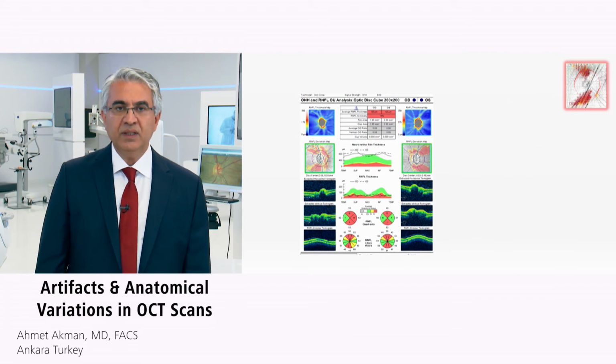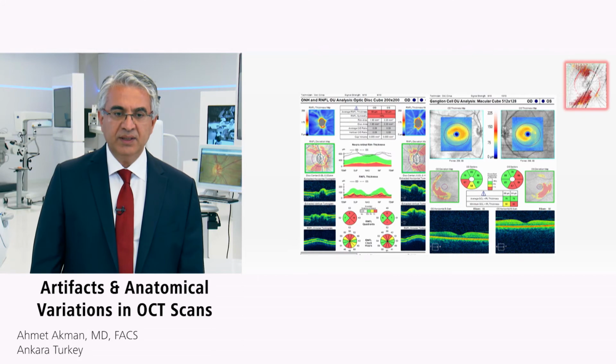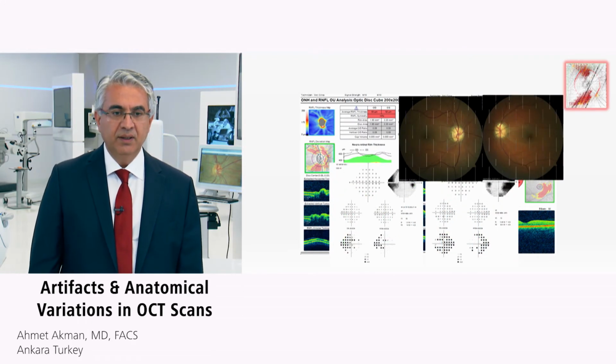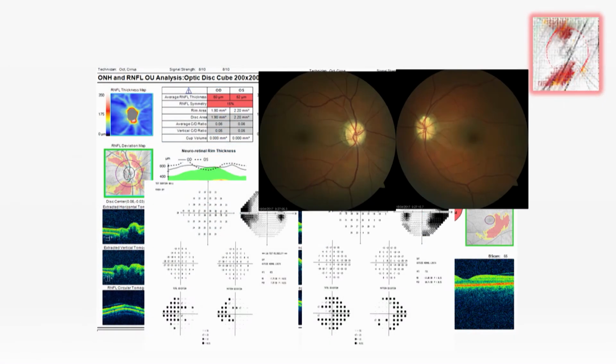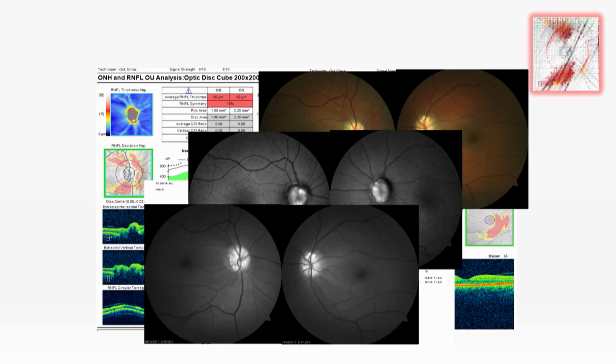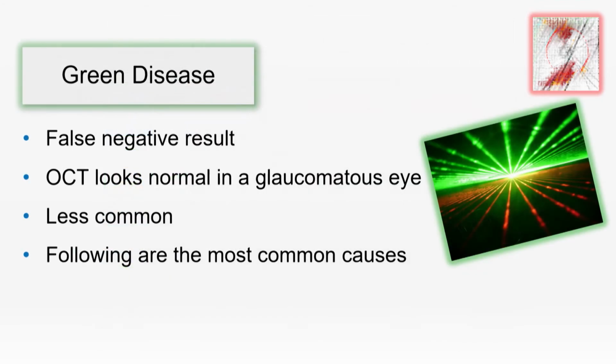Another patient with a lot of RNFL defects, you see macular defects here, you see visual field defects here. When you look to the optic nerve heads, as you have to look to the optic nerve all the time, you see these white spots which are optic nerve head drusen. So optic nerve head drusen can cause a lot of RNFL and visual field defects.